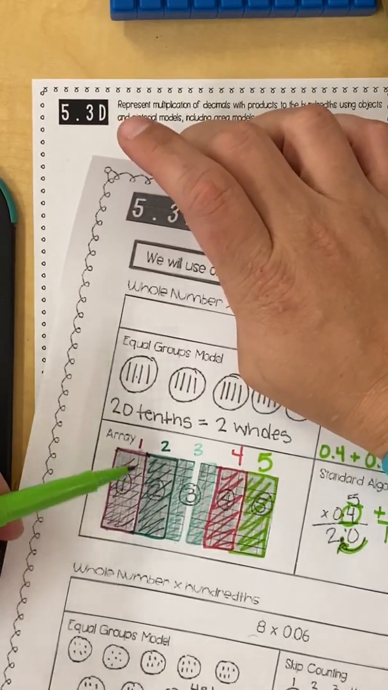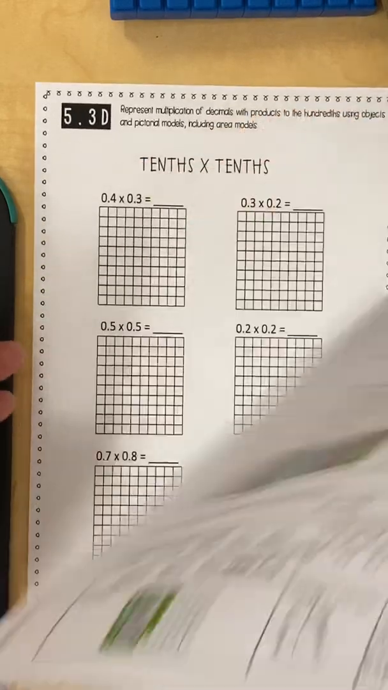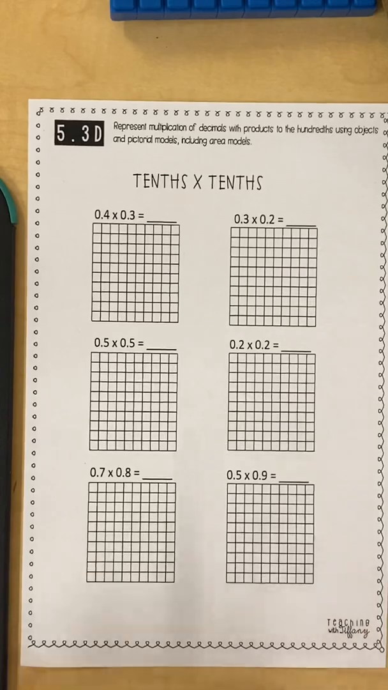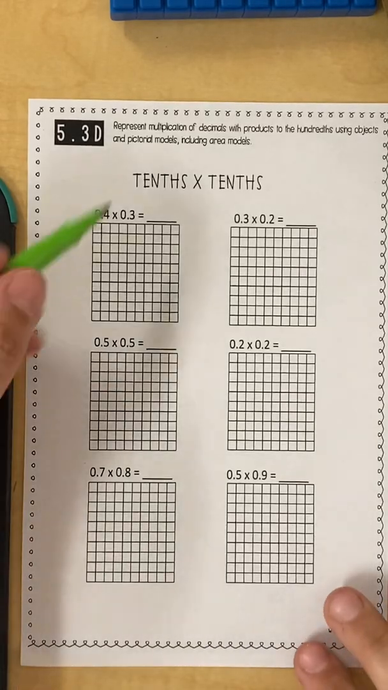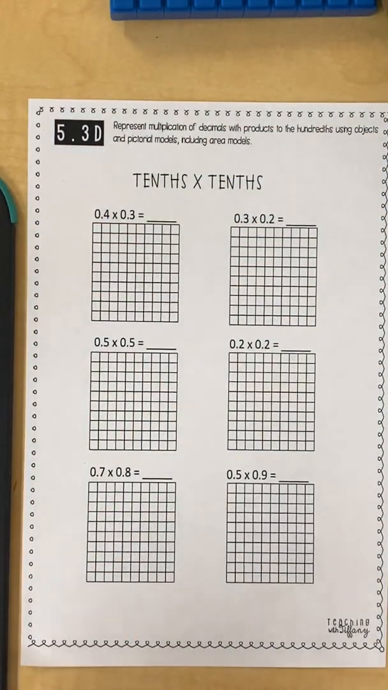So I have 1 section here, I have 1 section here, 1 section here, 1 section here, 1 here. How it's different when you multiply a decimal by decimal is your 2 colors that you're going to use to shade in these arrays are going to overlap like this. Now let me show you what I mean.